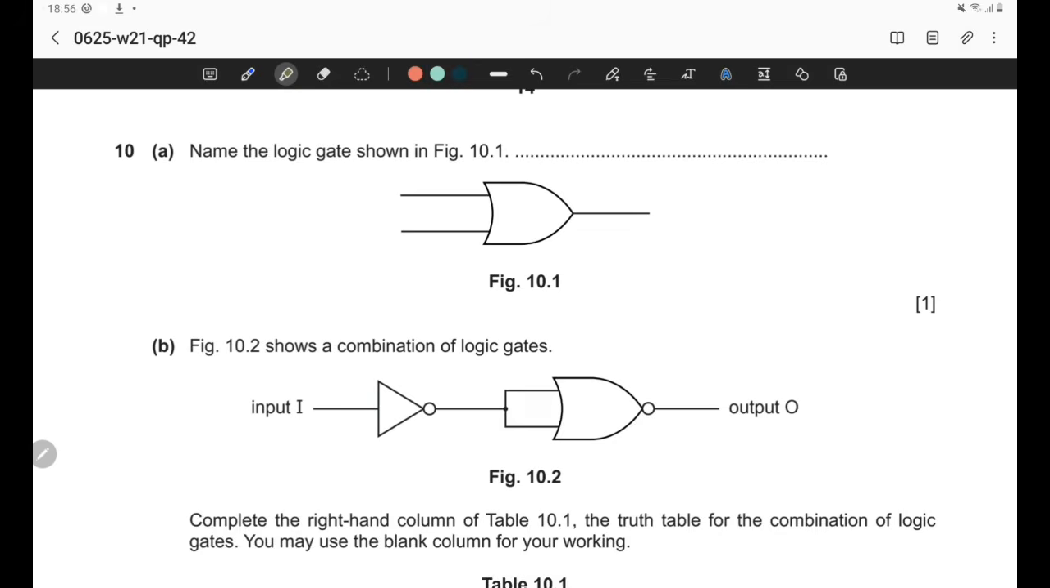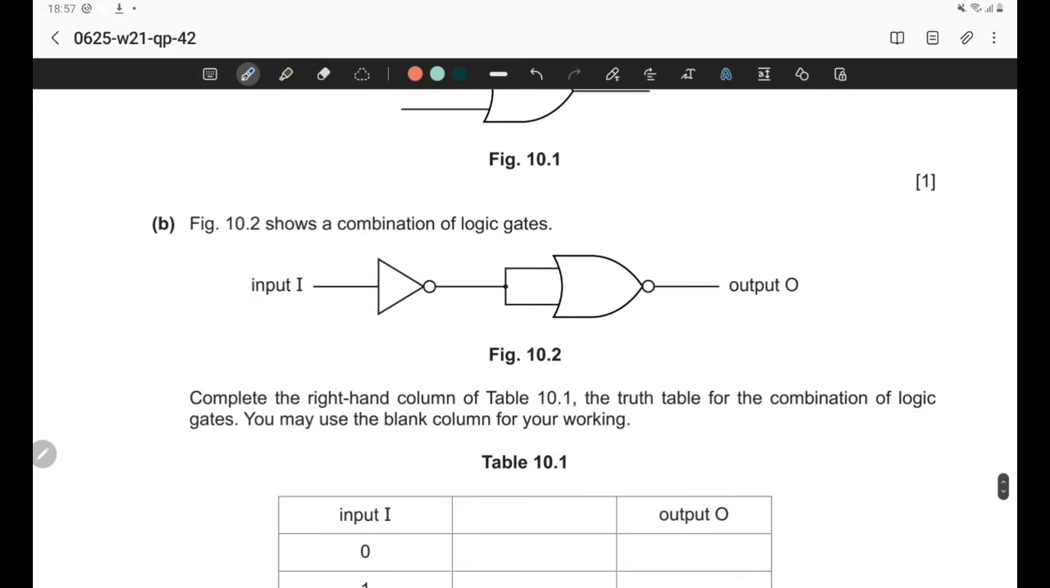In 10, part A, name the logic gate shown in figure 10.1. So this is an OR gate. Part B, figure 10.2 shows a combination of logic gates. Complete the right hand column of table 10.1, the truth table for the combination of logic gates. You may use the blank column for your working.